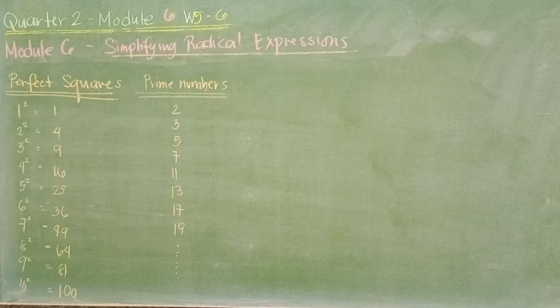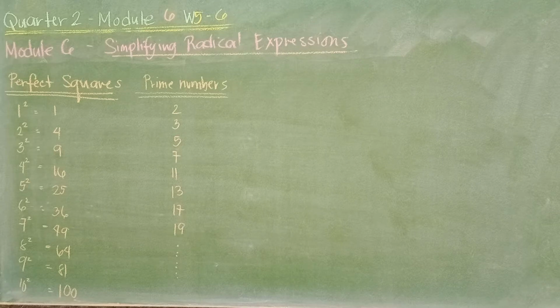So for quarter 2 module number 6, just 4 weeks, 5 to 6. Module 6 is simplify radical expressions. So first, before we simplify radical expressions, let's try to memorize the perfect squares.